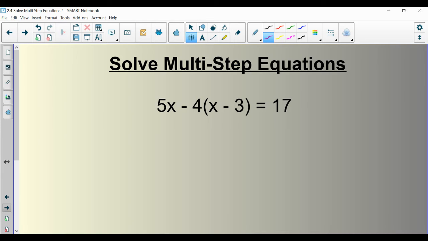Same idea, pause it here, try it, compare with my answer. Let's see if you get it right.